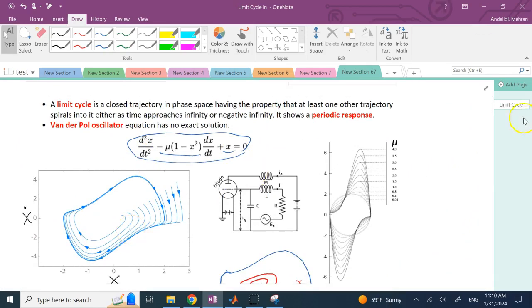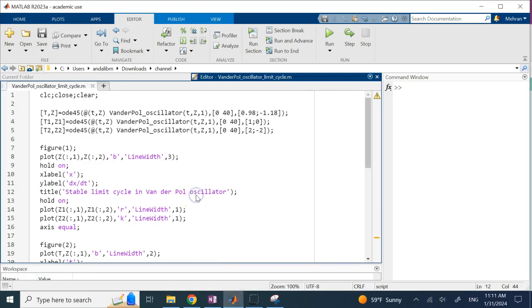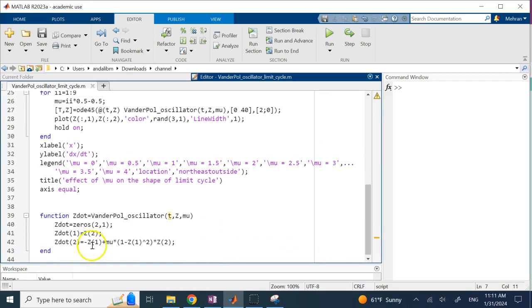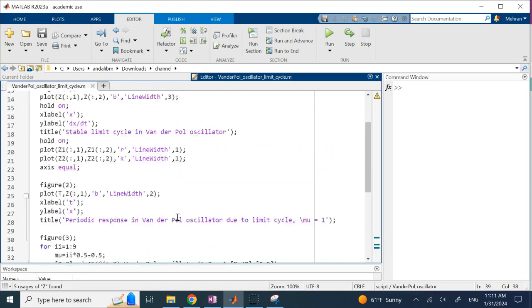Now let me show you my MATLAB code. So here is my MATLAB code. Again, I used ODE45 here, and in this case it's very simple because you only have 2 state variables, x and x dot, which I call here z1 and z2. And the way I wrote this function is it can accept parameter mu as an external parameter. So you can pass to it mu in addition to t and z.